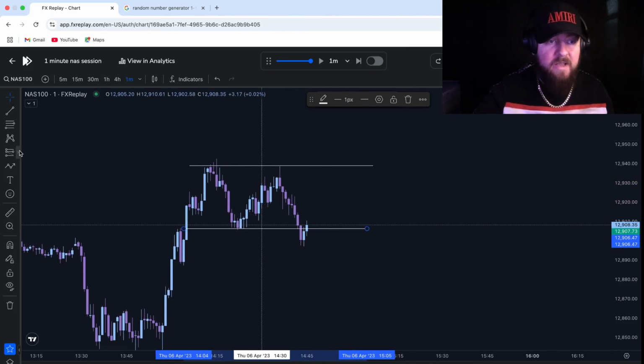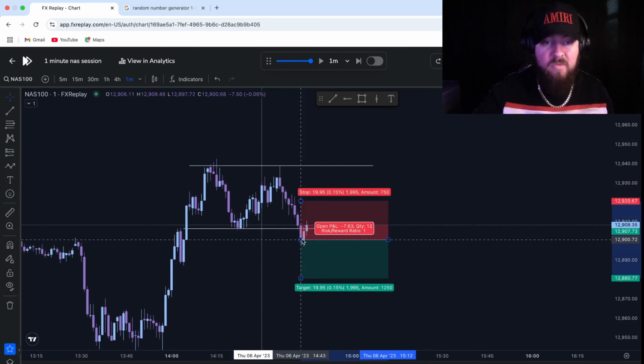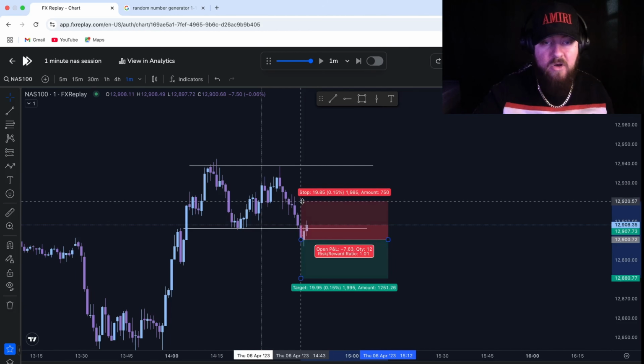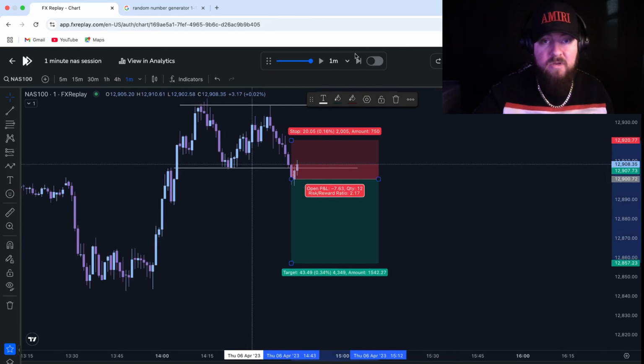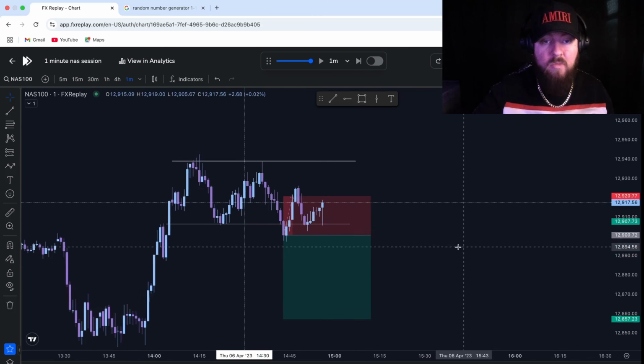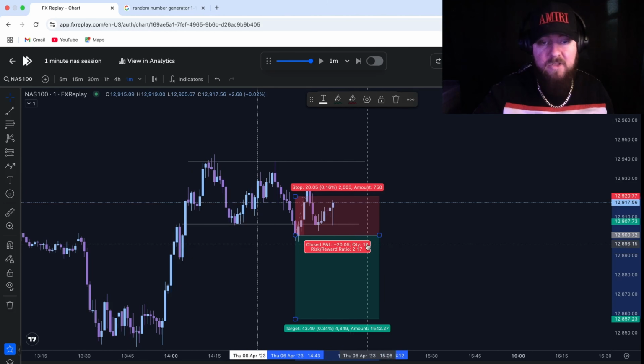Boom, so that was a break. Did have a bit of volume. I can't even lie and say I wouldn't have got in. I would have got in. Would have targeted previous structure, 1 to 2s. Do you know what I'm saying? Boom, stopped out. Straight up stopped out.